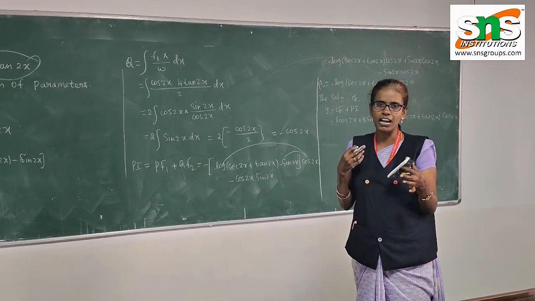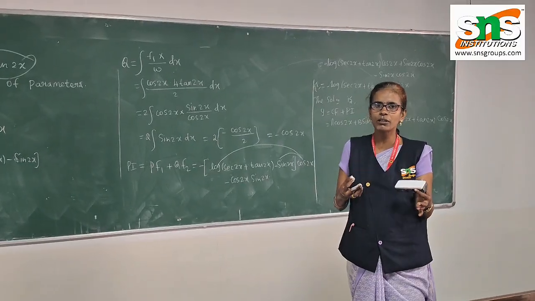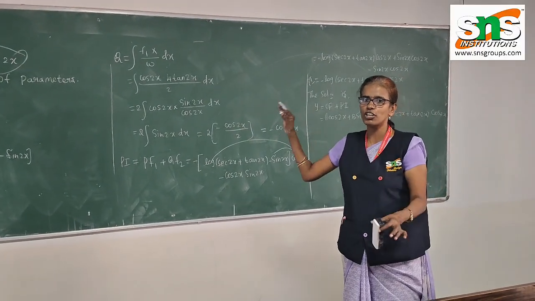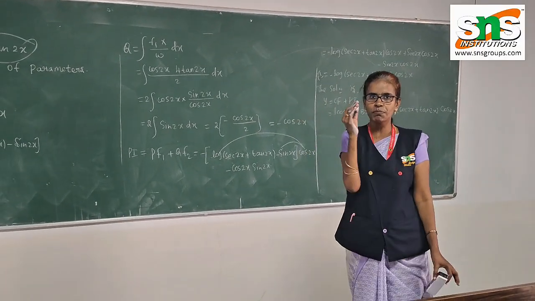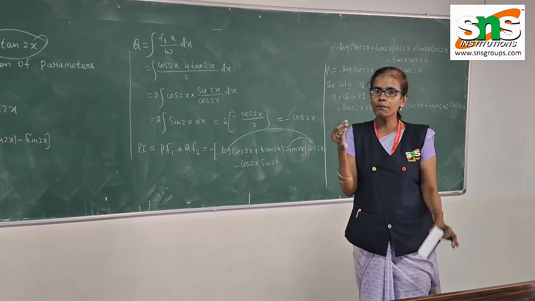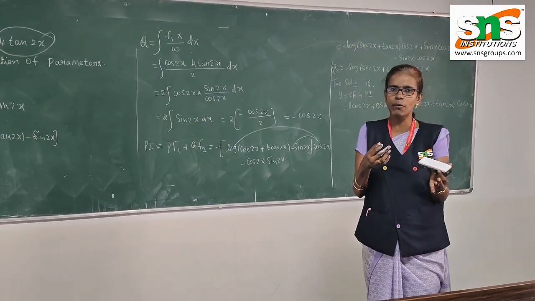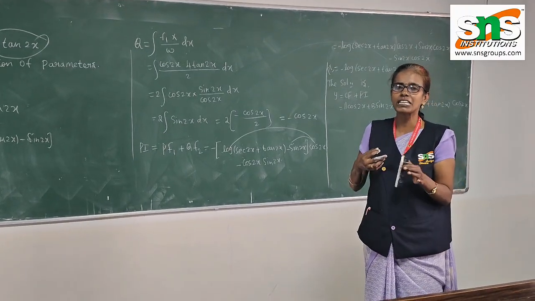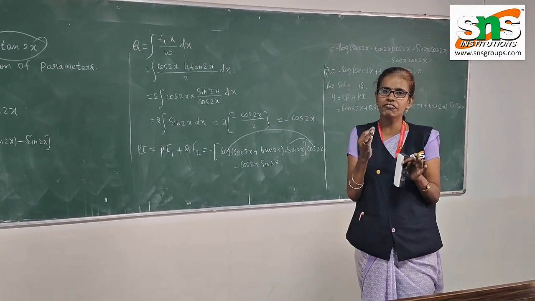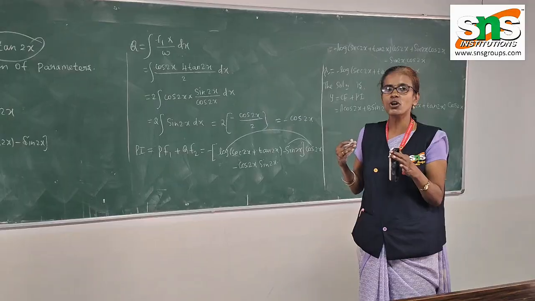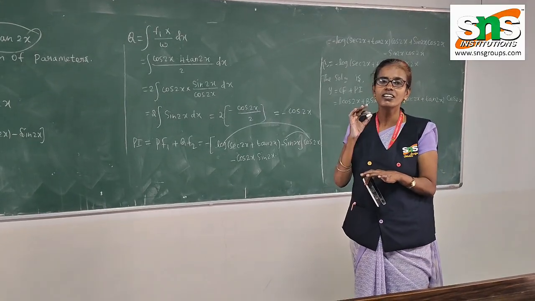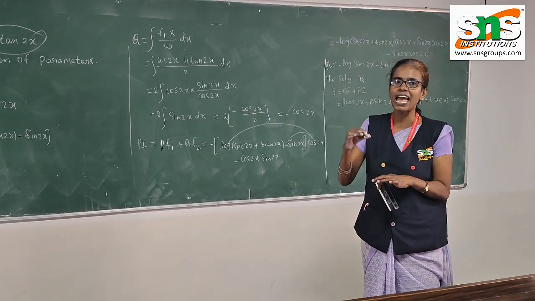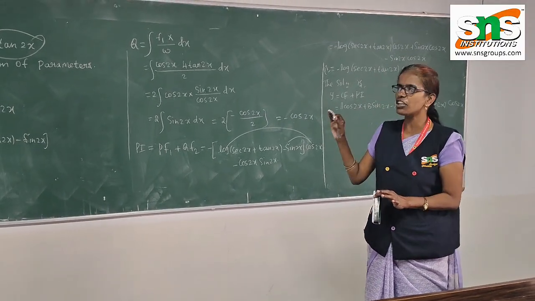and then find the value of W. We know the formula for W, and using it we find W. Then find P and Q. For P and Q, you have separate formulas, and using them we find them. At last, we write the particular integral, which is of the form Pf1 plus Qf2. Finally, we write the solution, which is the complementary function plus the particular integral. This way we need to solve the problem.